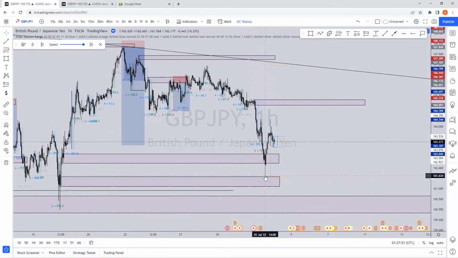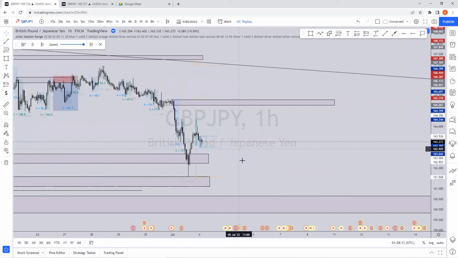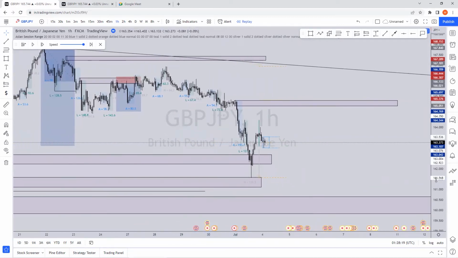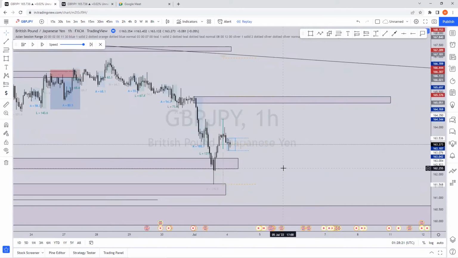Of course, this happened at 2 p.m. exactly. So this is a New York mitigation, which is very nice. And this mitigated a London zone. I told you about New York mitigation. So price started buying. Of course, this looked like just a sniper buy.